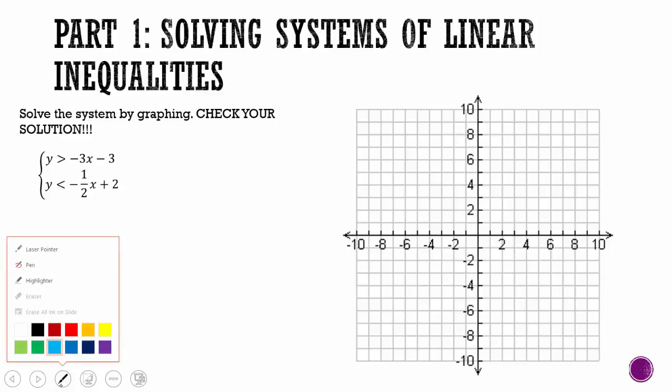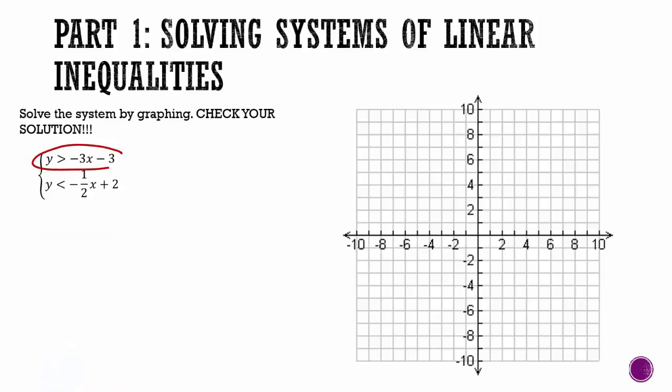So let's pick the first one. It's already in y equals mx plus b form, so I'm going to start down at -3. I'm going to go down 3, over 1, over 1, over 1. I can go up 3 over 1, make as many of these as you need. And then because of this, I am going to draw a dashed line. I don't want to include the line. So dashed line.